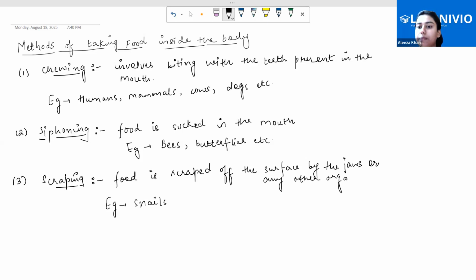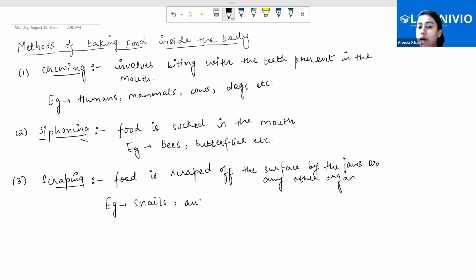These organisms don't have a specialized area or part to take the food inside the body. Just as humans have the mouth with teeth for chewing, for the siphoning process bees must be having a mouth, like the straw sucking. In the case of scraping, the snails. Can you give me any other example for this?